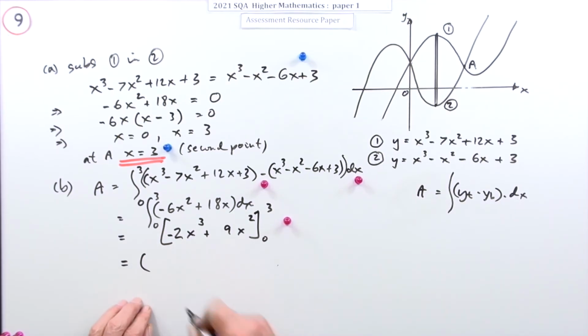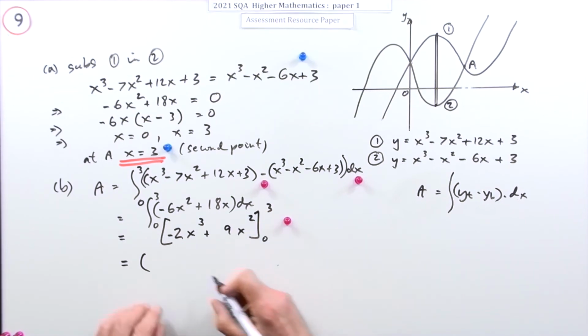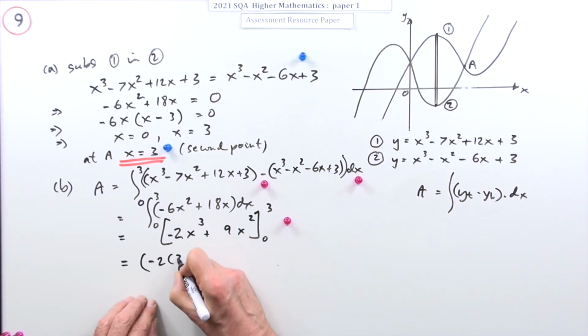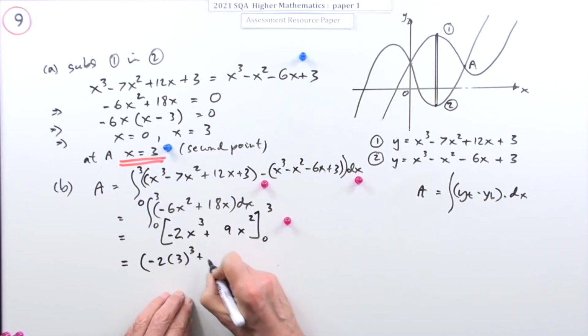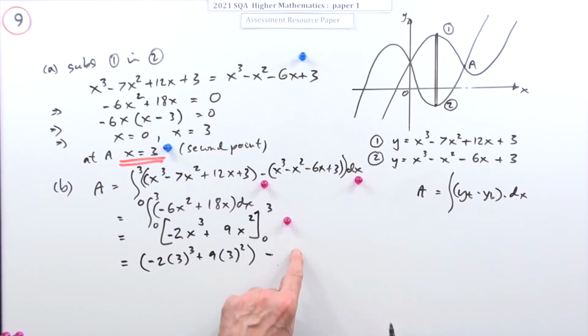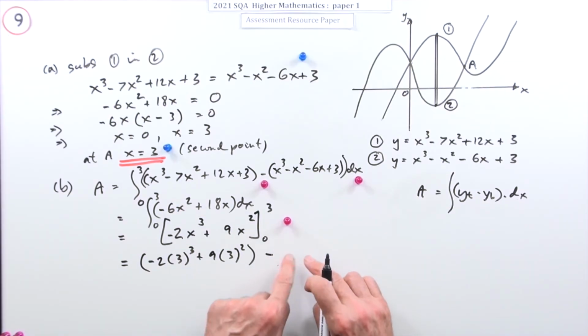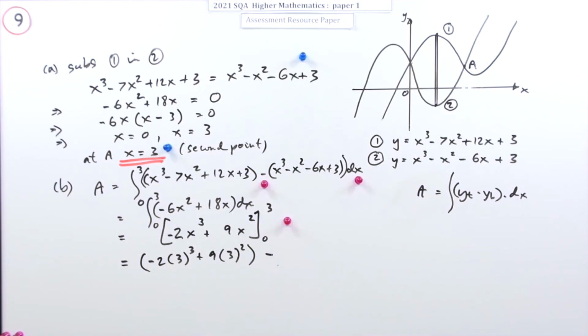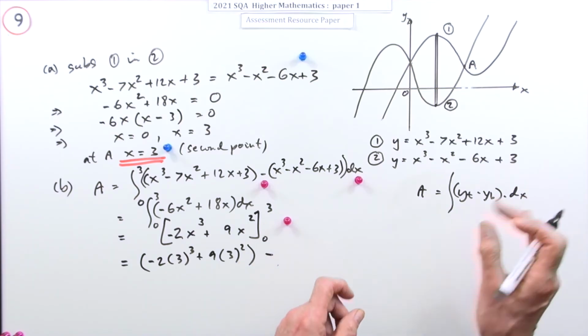Now it's just a case of putting in the figures. Well, what have we got? Work it out at 3 first. So it'll be negative 2 times 3 cubed plus 9 times 3 squared minus, now you could just put 0 and in the mark scheme you just put 0. But don't just always assume it's going to be 0 just because x is 0. It could be a trigonometrical expression and the cosine of 0 isn't 0.